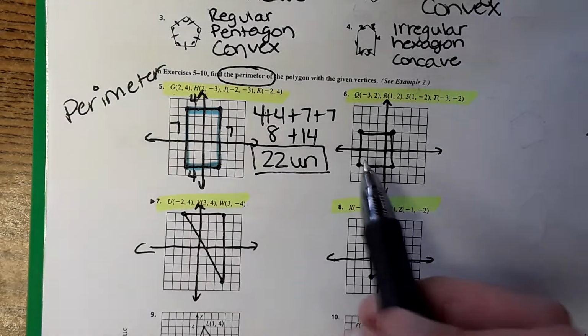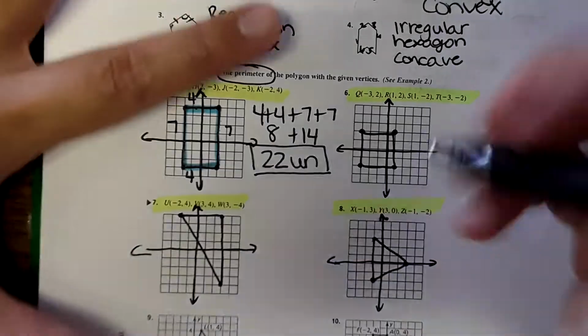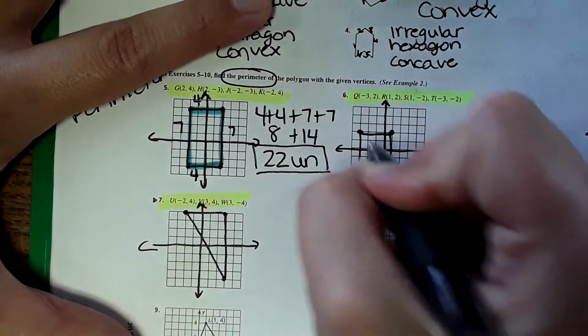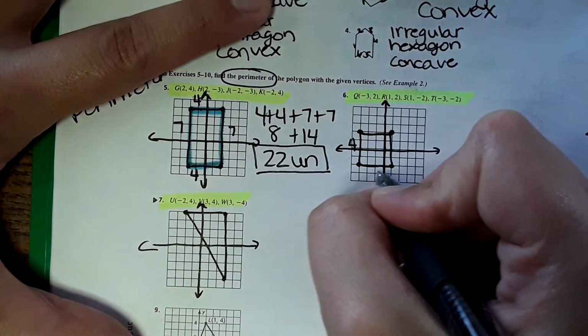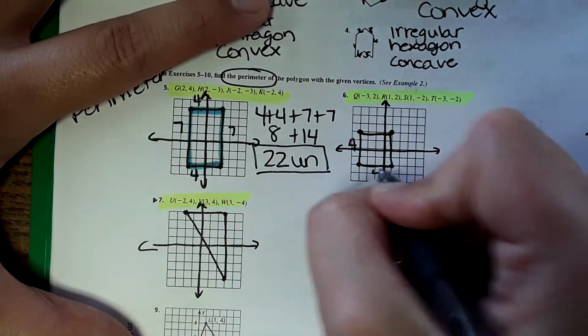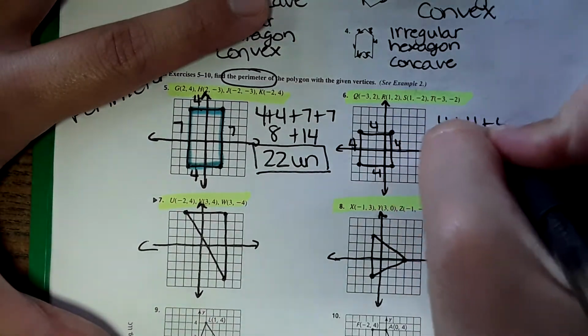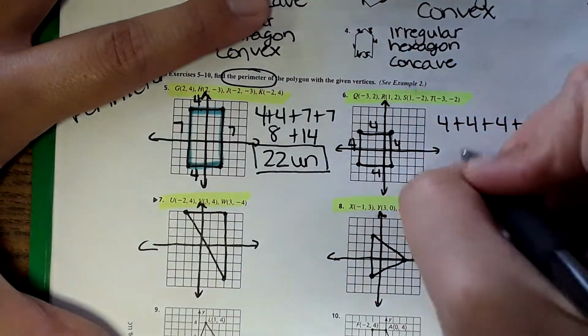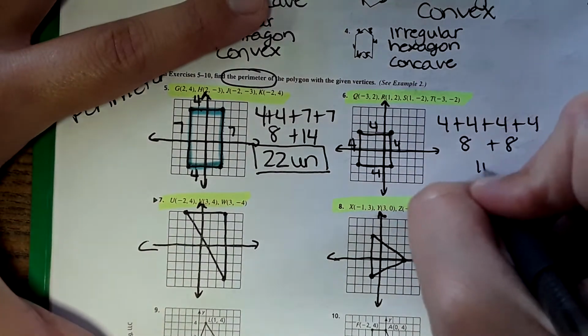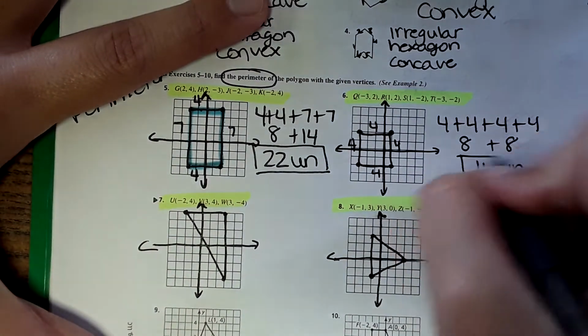For the next one, we already have it graphed out. Count the units of the sides. Looks like 4 here. 4, so it is a square. So we can do 4 plus 4 plus 4 plus 4. You could do 4 times 4, whatever you want. And we get 16 units.